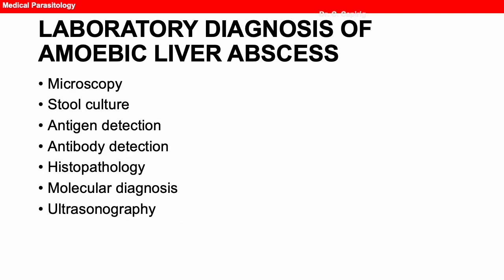So again, this is the summary of the laboratory methods in diagnosing amoebic liver abscess. So we can perform microscopy, stool cultures, antigen detection, antibody detection, histopathology, molecular diagnosis, and ultrasound. Okay, this is a very important tool to detect presence of amoebic liver abscess.